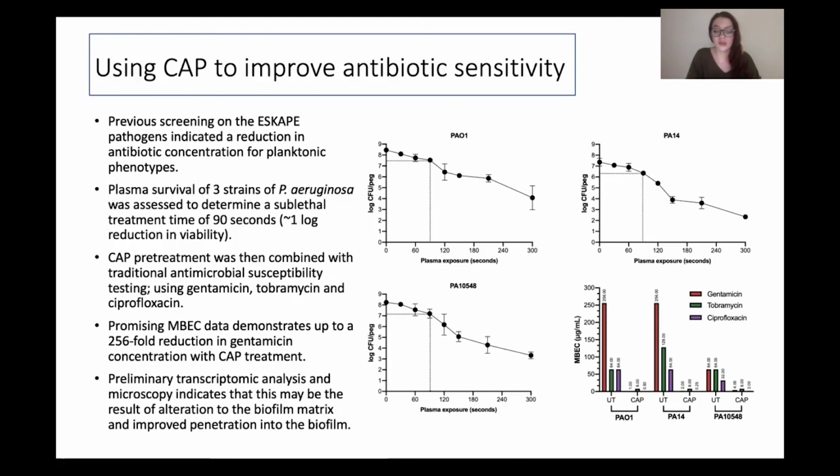Preliminary data using transcriptomic analysis and fluorescence microscopy suggest that the increased susceptibility is due to differences in the biofilm matrix. It's also interesting to note the differences in initial susceptibility. Future work seeks to further elucidate this improved sensitivity with regards to the differences between the strains tested.